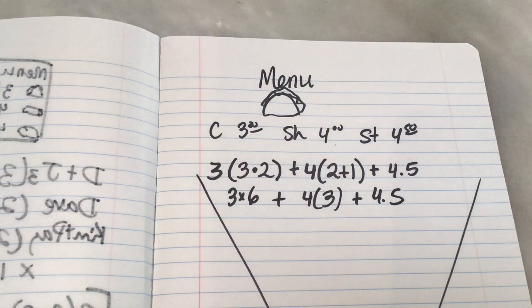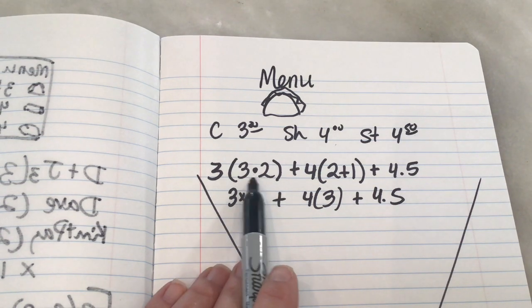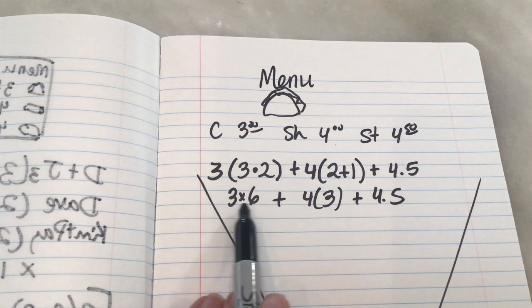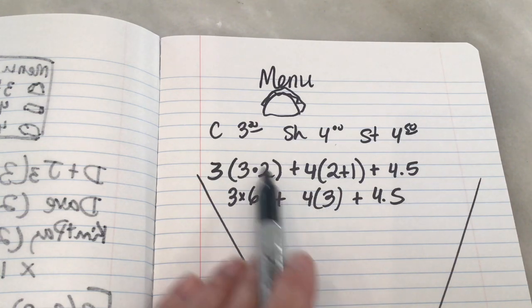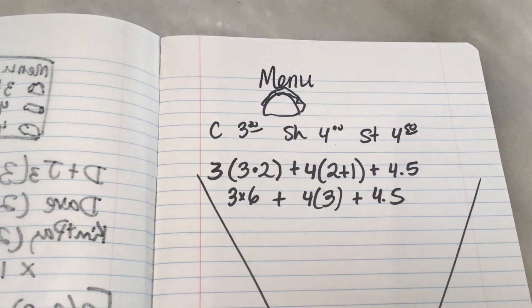You want to keep bringing down all your numbers so you don't forget anything and leave something out. So be really meticulous about how you want to write this. Notice I wrote that in 3 different ways. 3 times 2, 3 times 6, 4 times 3. All of that is right. All of that is correct. It's 3 ways to write a multiplication problem in algebra.